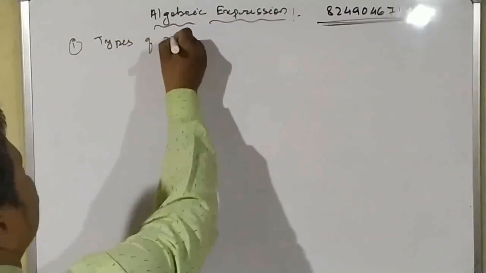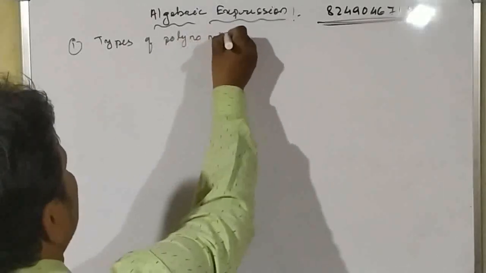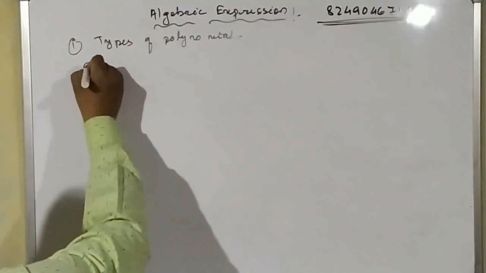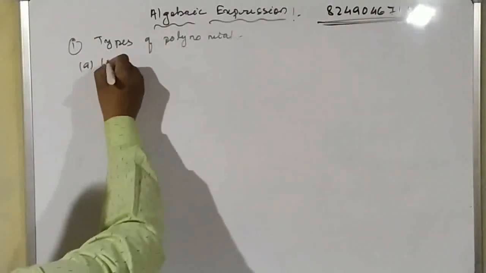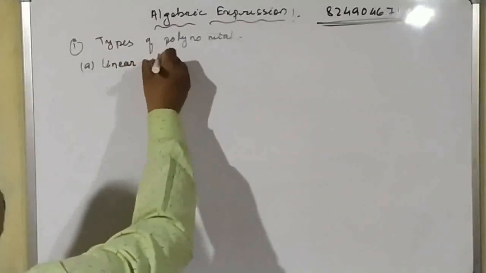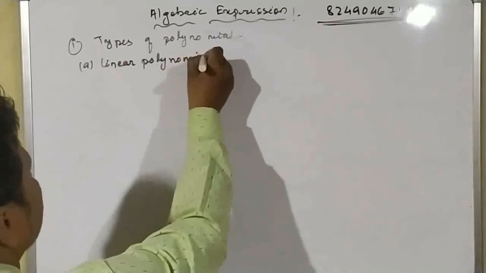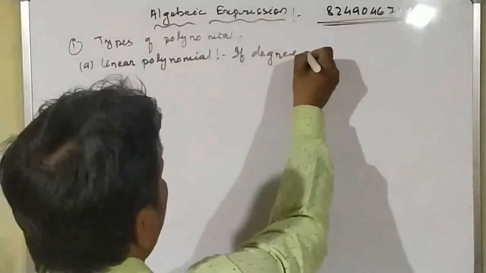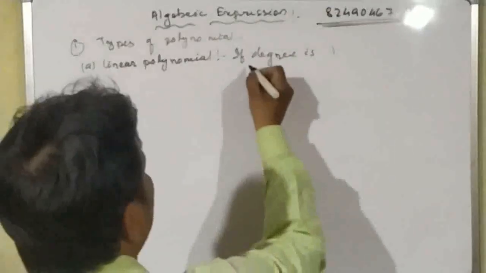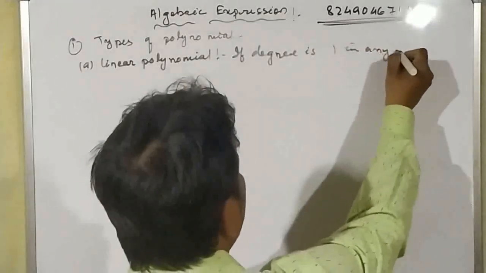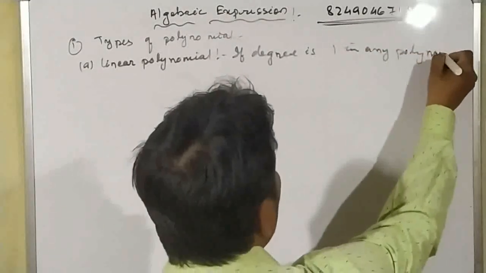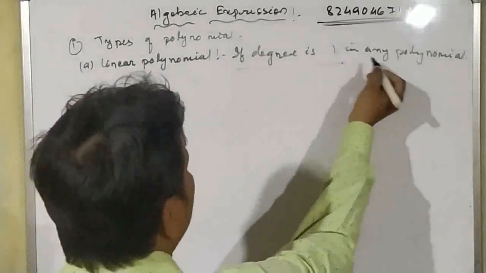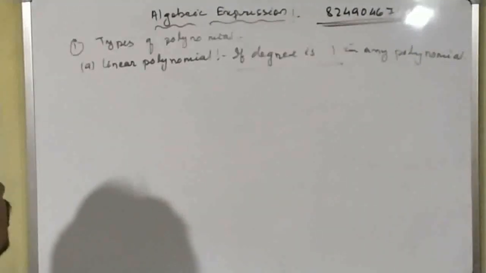Types of polynomial. Okay student, here I am writing first type A, linear polynomial. If the degree is 1 in any polynomial, then we can say that that polynomial is a linear polynomial.